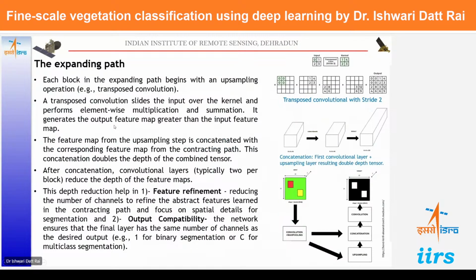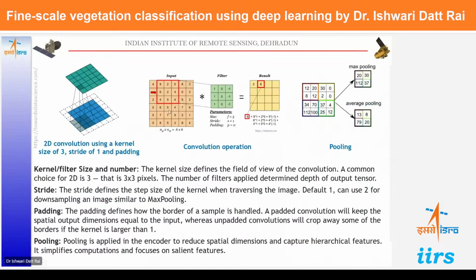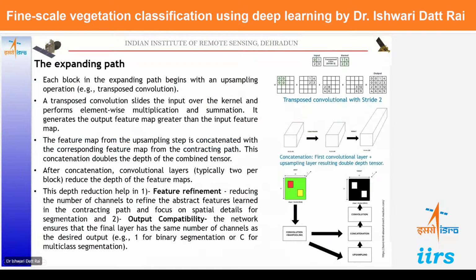In the expanding path, each block begins with the upsampling operation, that is the transposed convolution. In the transposed convolution, the input slides over the kernel. In the case of the 2D convolution, we move the filters over the input image. But in the case of upsampling using the transposed convolution, the kernels slide over the input image, and using multiplication and summation, the output doubles the size of the spatial extent of the input image. In this case, an input of 2 by 2 pixels and a kernel of 2 by 2 generates an output of 4 by 4. So it doubles the spatial extent of the image.